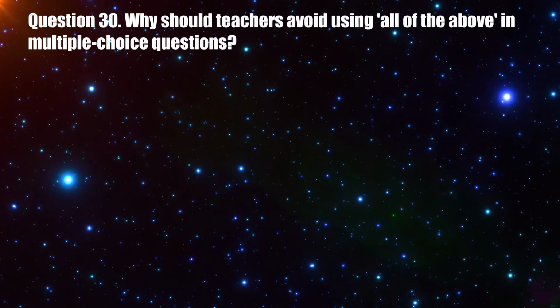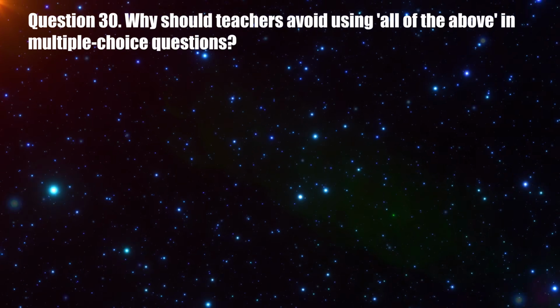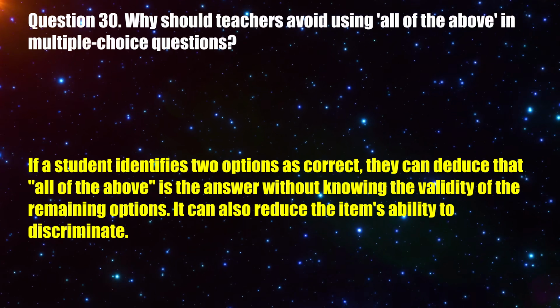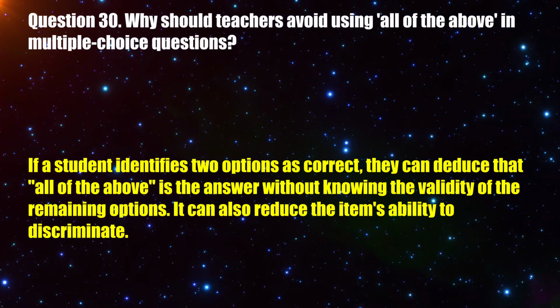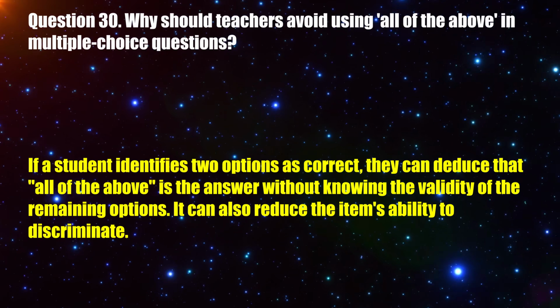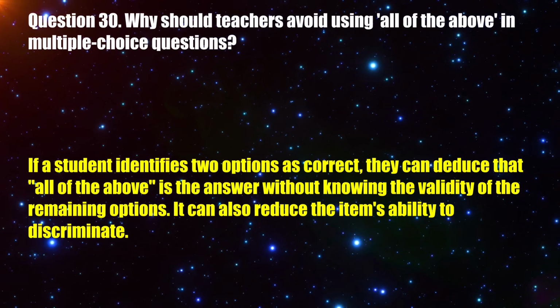Question 30. Why should teachers avoid using all of the above in multiple-choice questions? The answer is, if a student identifies two options as correct, they could deduce that all of the above is the answer without knowing the validity of the remaining options. It can also reduce the item's ability to discriminate.